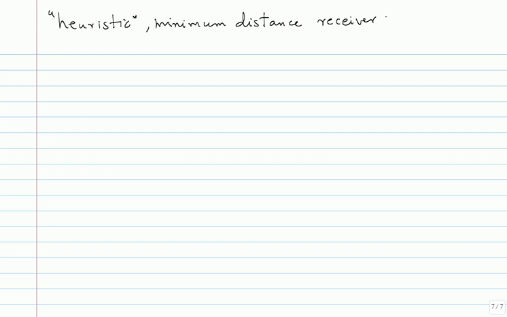So what am I going to do? It works on this principle. s hat will be set equal to the argument of the minimum over a belonging to chi power L. What do I mean by chi power L? Vectors of length L with components from this chi, script X. Basically vectors of length L from my alphabet, from my constellation. So that's this thing.